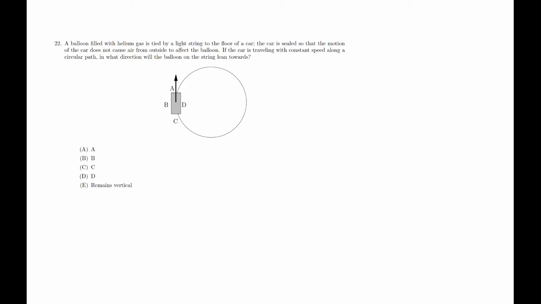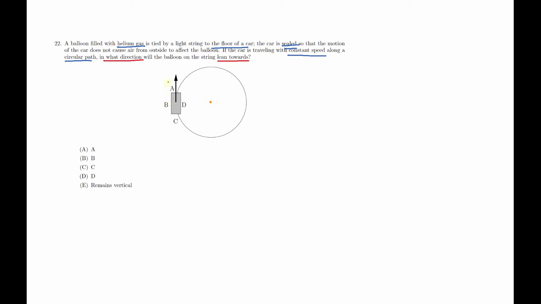Number 22. A balloon filled with helium gas is tied by a light string to the floor of a car. The car is sealed so that the motion of the car from outside does not affect the balloon. If the car is traveling with constant speed along a circular path, in what direction will the balloon on the string lean towards? Okay. First, notice that we have a vector quantity.